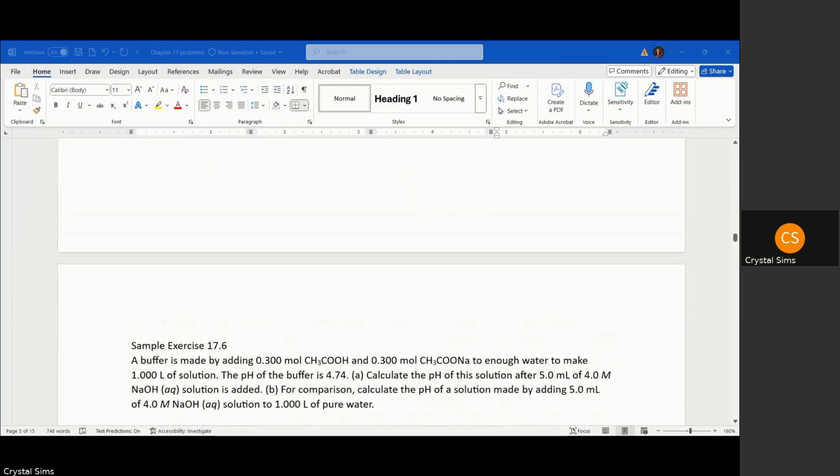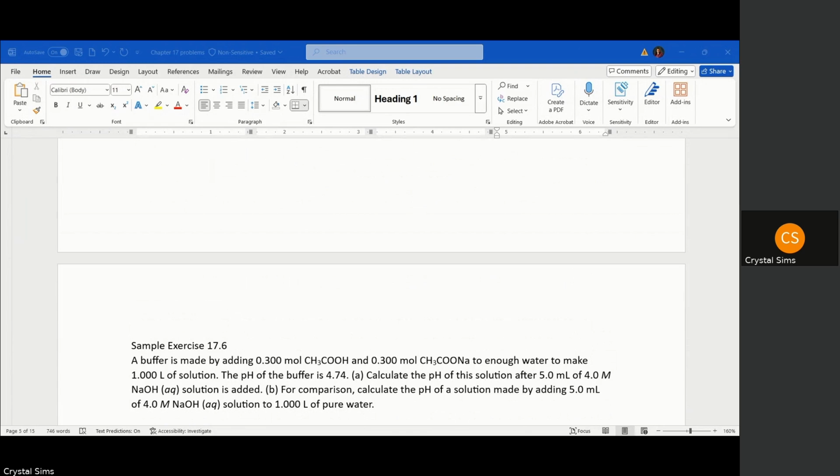Okay, so now we're going to look at another buffer problem here. A buffer is made by adding 0.300 moles of acetic acid and 0.300 moles of sodium acetate to enough water to make 1 liter of solution. And the pH of that buffer is 4.74. This is what you did the other day. You used acetic acid and sodium acetate to make your buffer. You used 25 mLs of the acetic acid and 25 mLs of your sodium acetate.